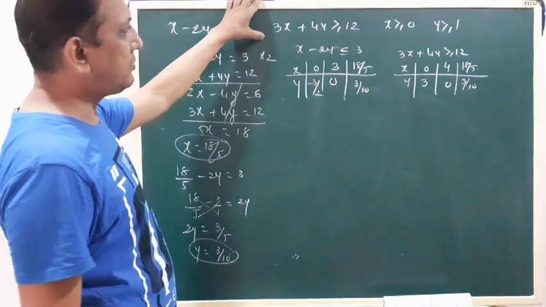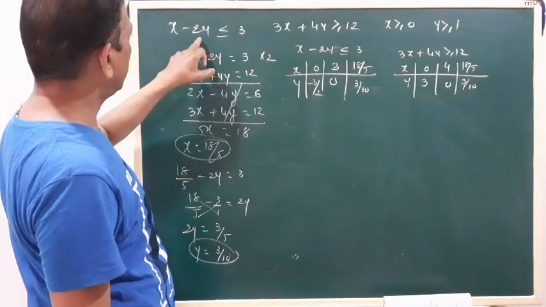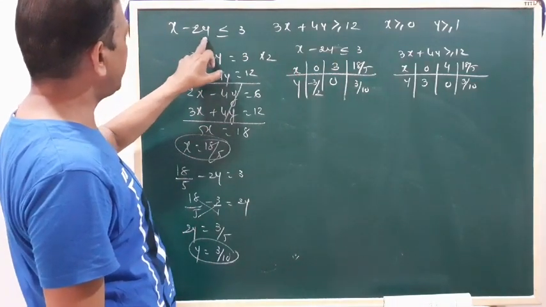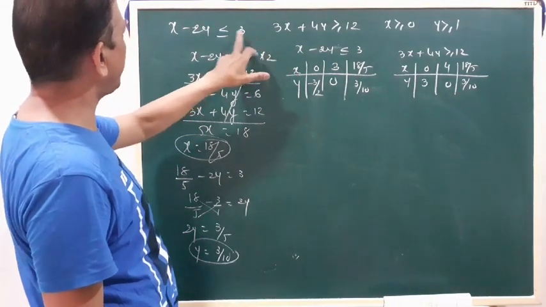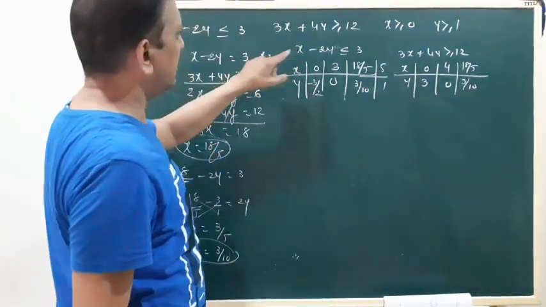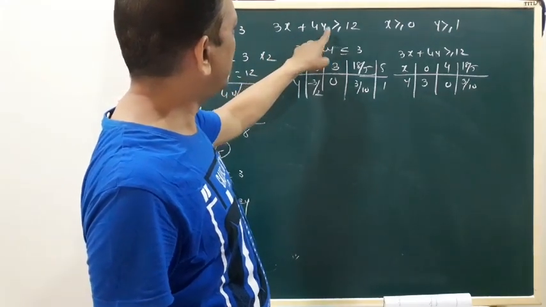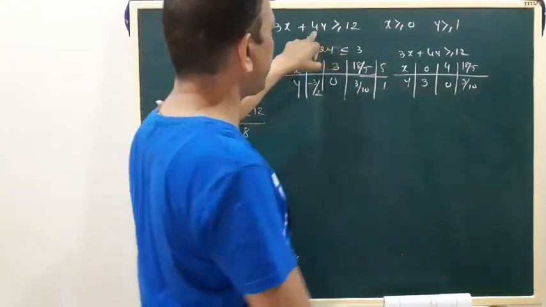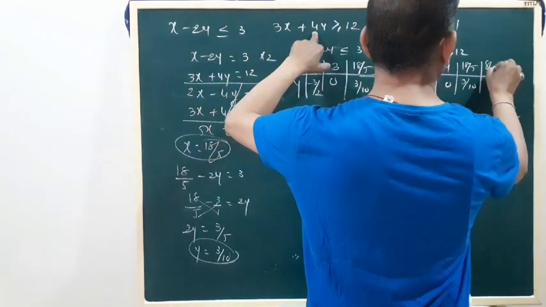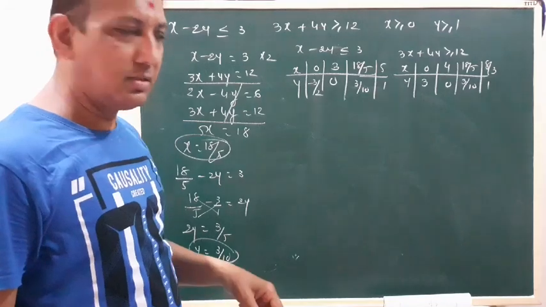Okay. Now put y equal to 1 in both equations. In the first, minus 2 we take to the right side, 3 plus 2, 5, so x equal to 5. So the point is 5, 1. Now the second equation, put y equal to 1: 4 ones are 4, 12 minus 4 is 8, 3x equal to 8, so x equal to 8 by 3. Okay? Clear? Now draw the graph.